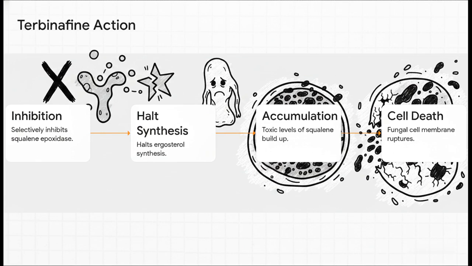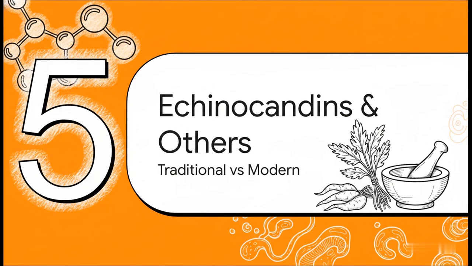But wait, it gets worse for the fungus. Step 3, because the pathway is blocked, toxic levels of squalene start building up inside the fungal cell. Step 4, this toxic buildup literally bursts the cell from the inside out, causing cell death. It starves them and poisons them. Incredible, right? Moving on to Section 5, echinocandins, iodides, and others, cell wall inhibitors, and traditional remedies.